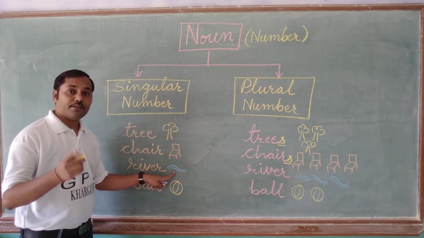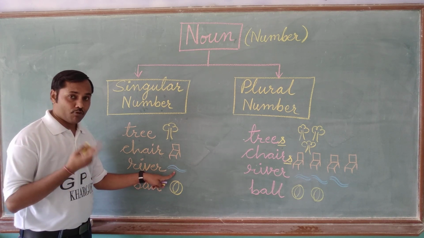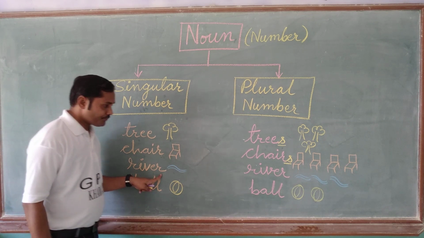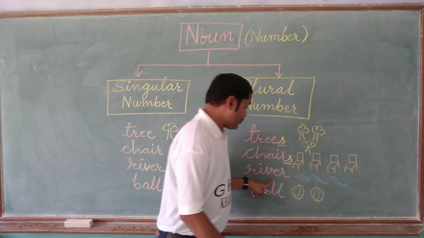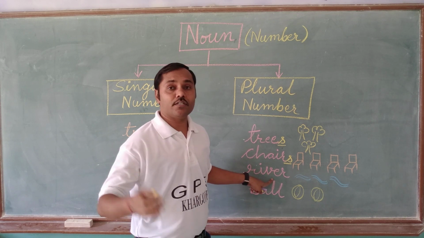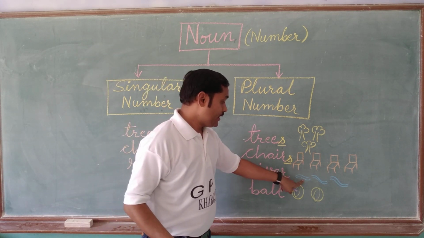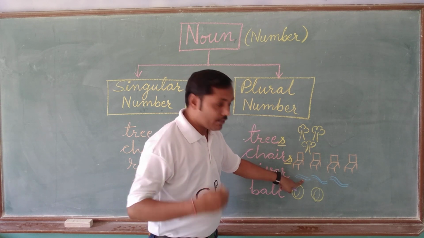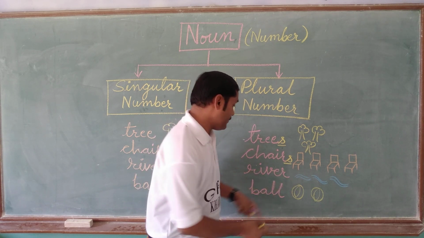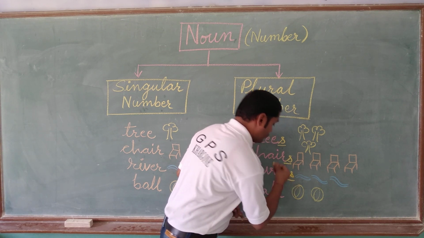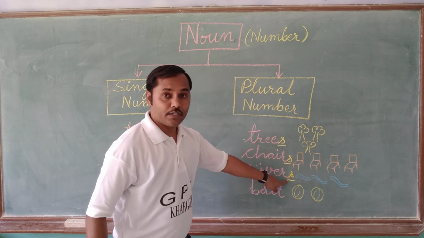Suppose there is only one river. River I am talking about. So I will call it river. But when I am going to talk about many rivers in India, all rivers in India, if I am talking about more than one river, I need to add one s here. So it would become rivers.